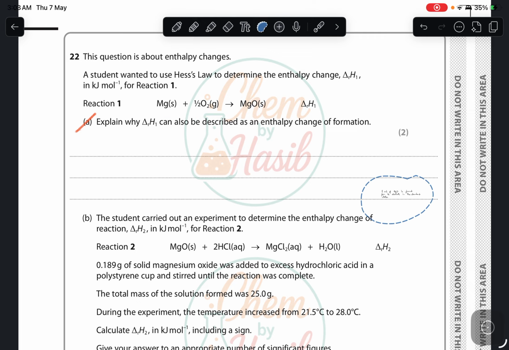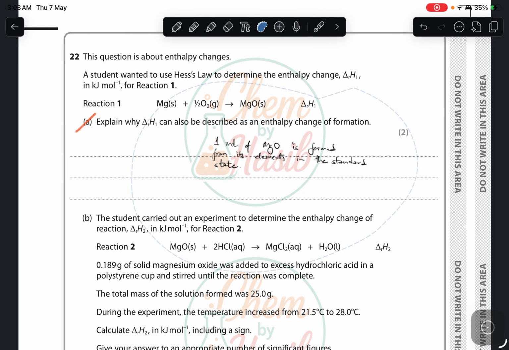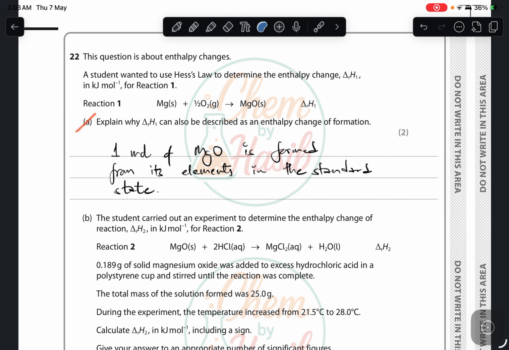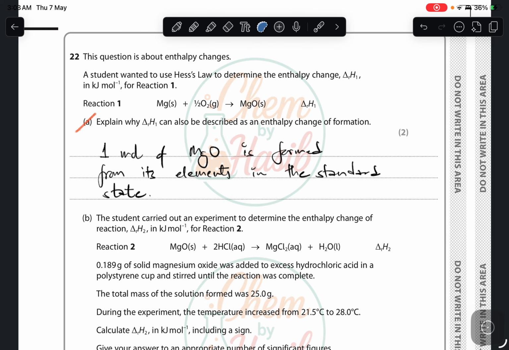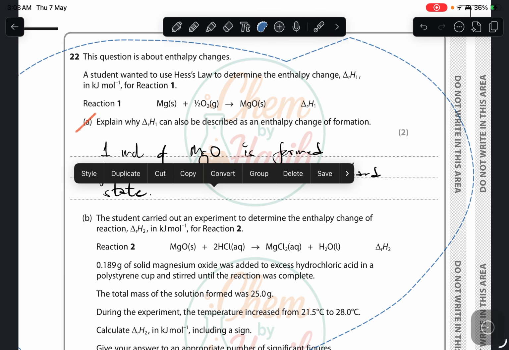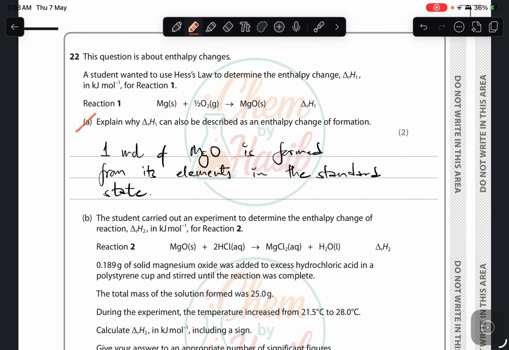So I have already written the answer for you. You have to include in the answer that 1 mole of magnesium oxide is formed, right? For this you get 1 mark. For the second mark, you have to write from its elements in the standard state, and that is why you can call it enthalpy change of formation, because this is actually the definition for the enthalpy change of formation.